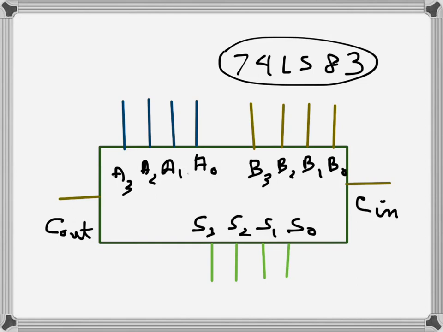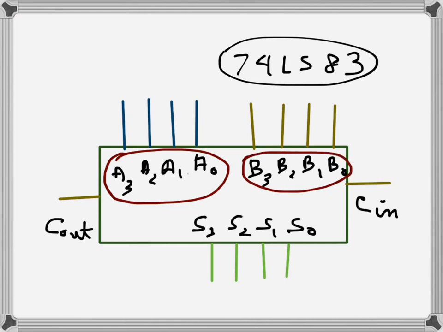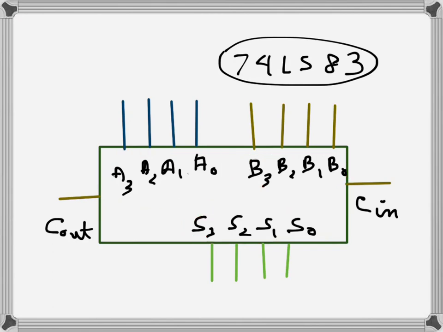So inputs and outputs. There's one 4-bit input here. I will show with a different color. So 4 bits here, one of the 4-bit numbers, and this is the other 4-bit number. These two 4-bit numbers are added in the circuit, in the IC, in the chip, and this is the 4-bit output. There is a carry in, which is this one, and there is a carry out. These two pins, carry in and carry out.